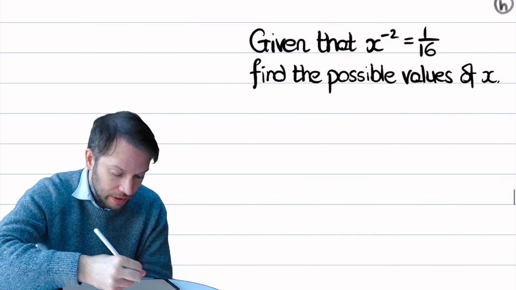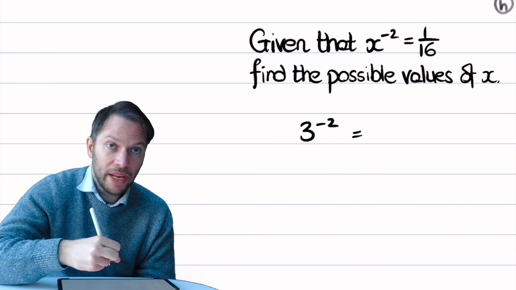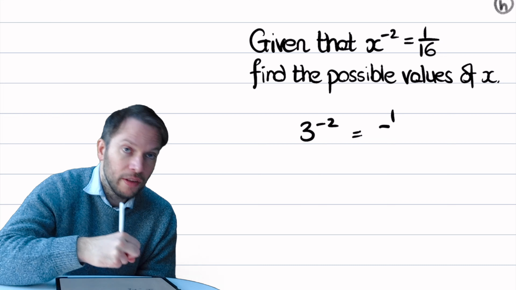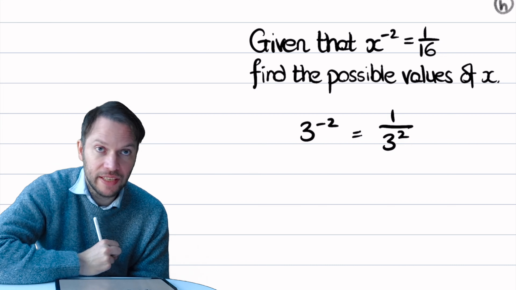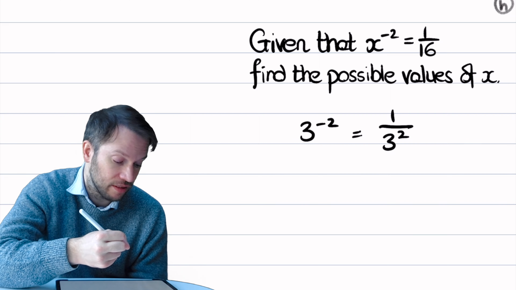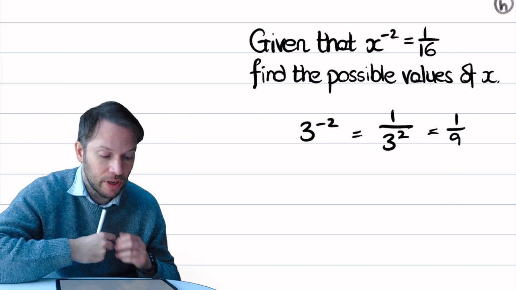If I had, for example, 3 to the power of negative 2, what that means is that you do 1 over, so reciprocal of, and then that same power, but instead of a negative index of minus 2, you have a positive index of plus 2. And 3 squared is 9, so it's 1 over 9, right?